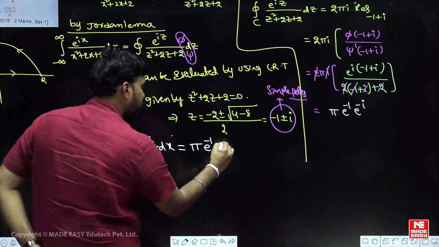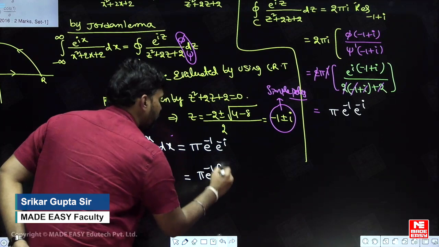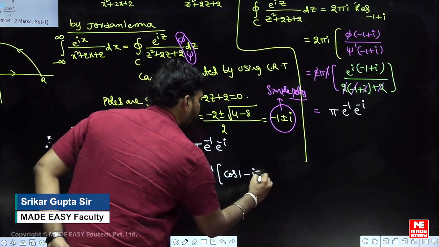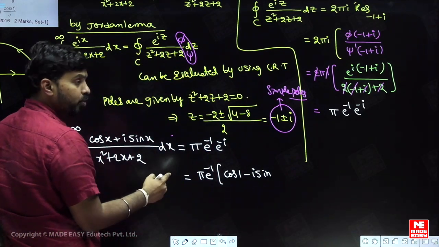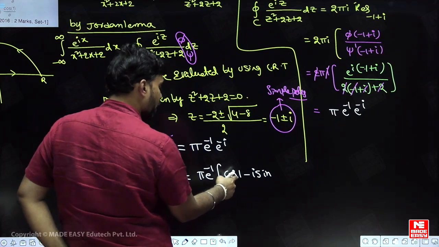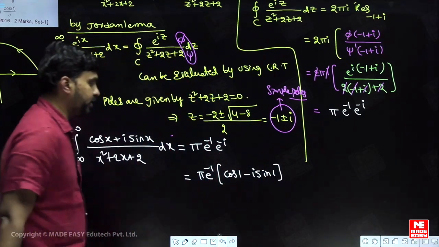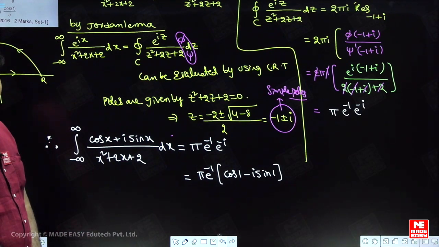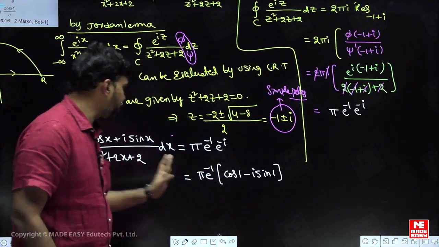But can I write this pi e power minus 1 e power minus iota? This can be written as cos 1 minus iota sin 1, because e power i theta can be written as cos theta plus iota sin theta. So this is what you are having.